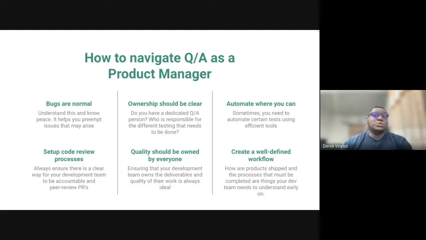Second thing is that ownership should be clear. It should be very, very clear in your team who exactly handles QA, and what exactly everybody's role is in this QA process. You should have processes written down and explained to everybody in your team, right? The next thing is, wherever you can, automate. It's not everything that you can test manually. Some things you have to automate with testing tools, and you have to do that.